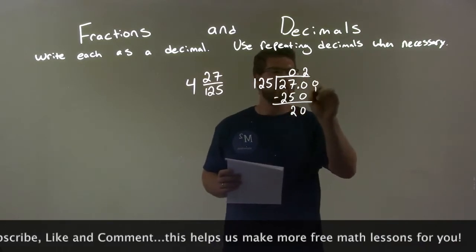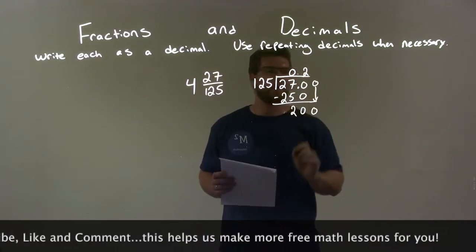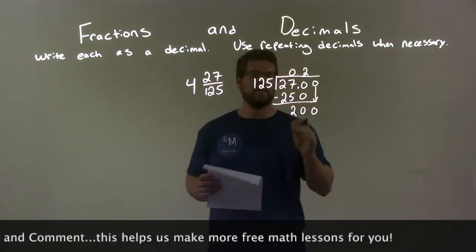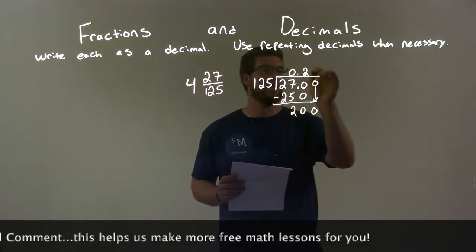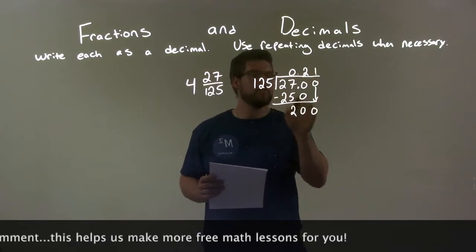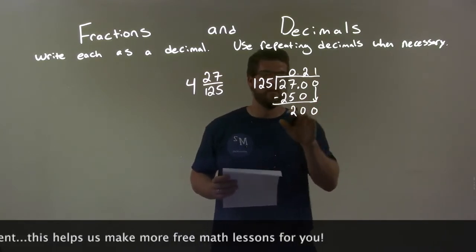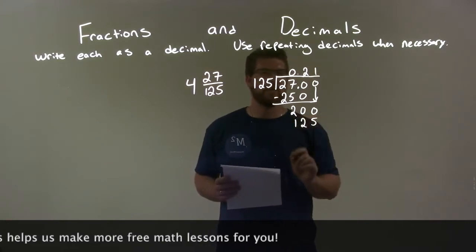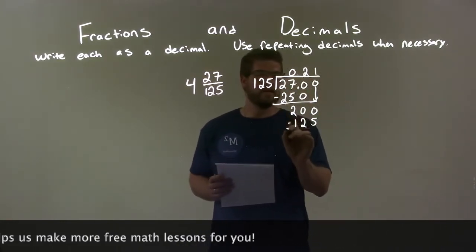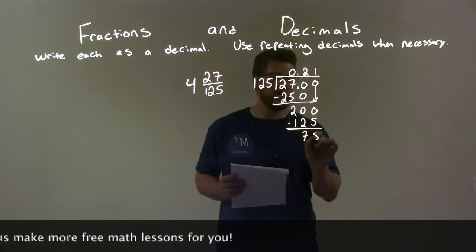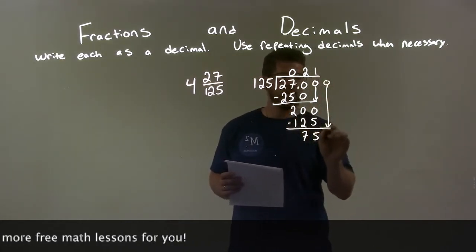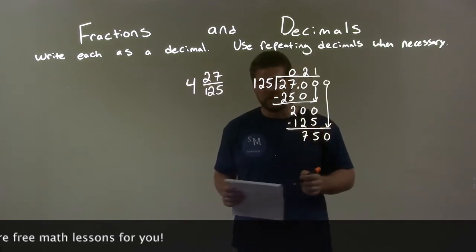So we add another 0, and we bring that down, and now we have 200. So what times 125 gets me close to 200? That's just 1. We already know 2 is 250, and that's larger. We need to keep it 200 or below. 1 times 125 is 125, and then we subtract that, and we get a 75. We add another 0, and we have 750.